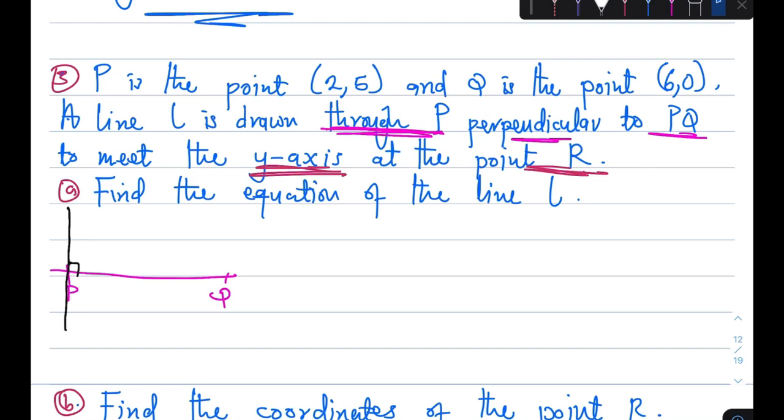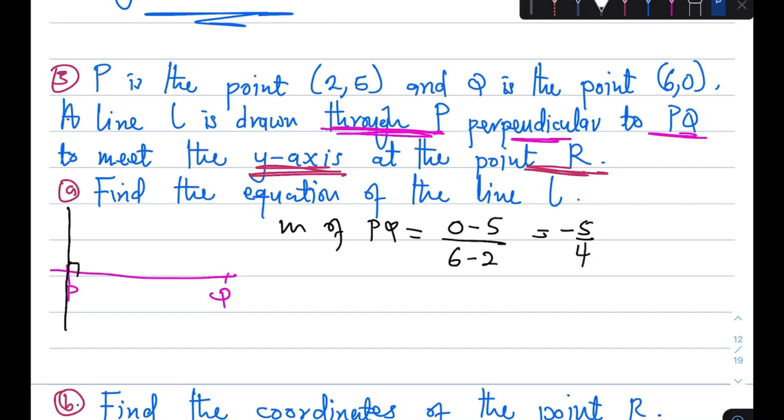We know that the line passes through P, so we already know a point. The next thing we need to do is find the gradient of line PQ. Since the line is perpendicular to that, we can just do -1 over that gradient and we are good to go. So how do we do that? Let's find the gradient of PQ. That will be 0 minus 5 over 6 minus 2, giving us -5 over 3, right?